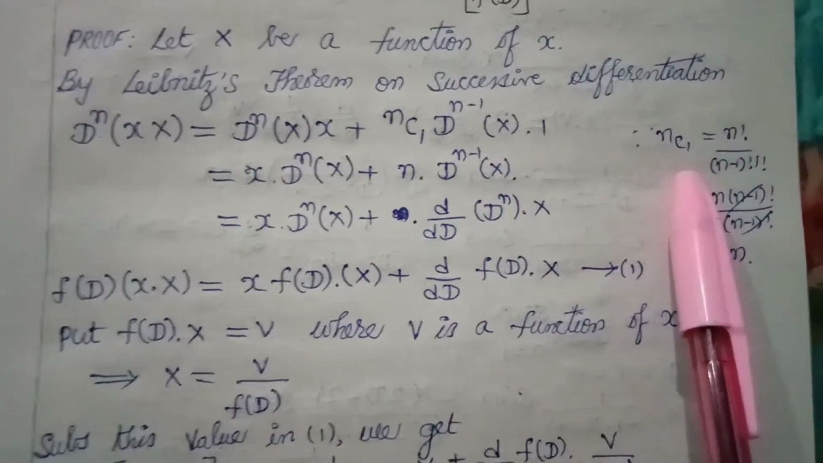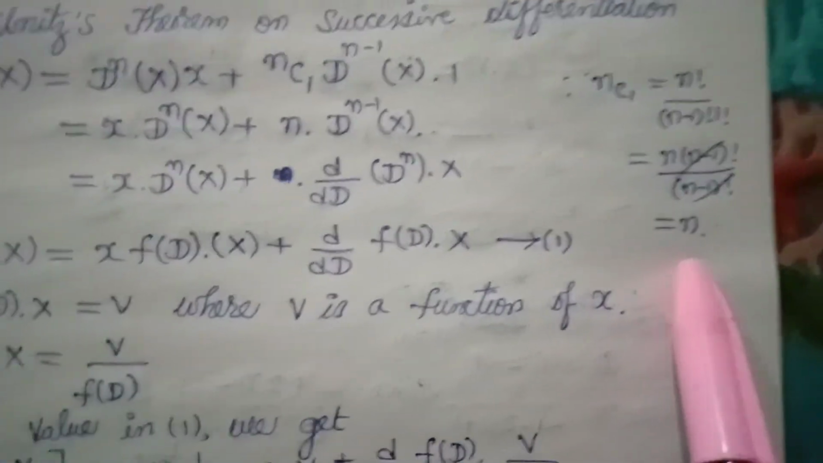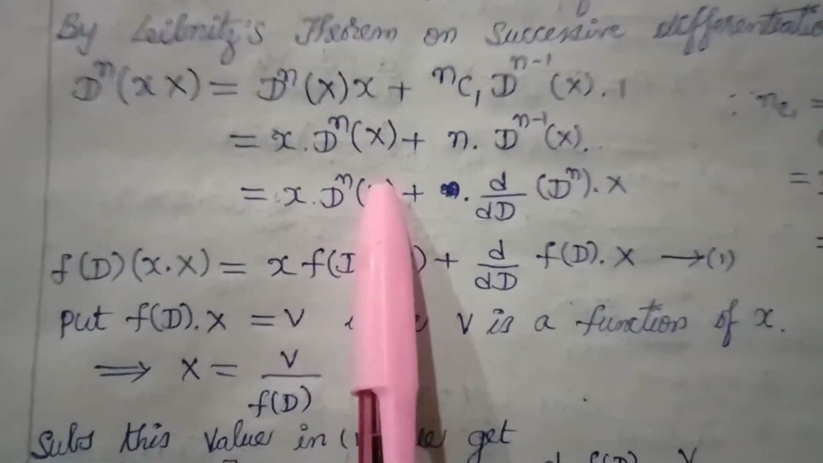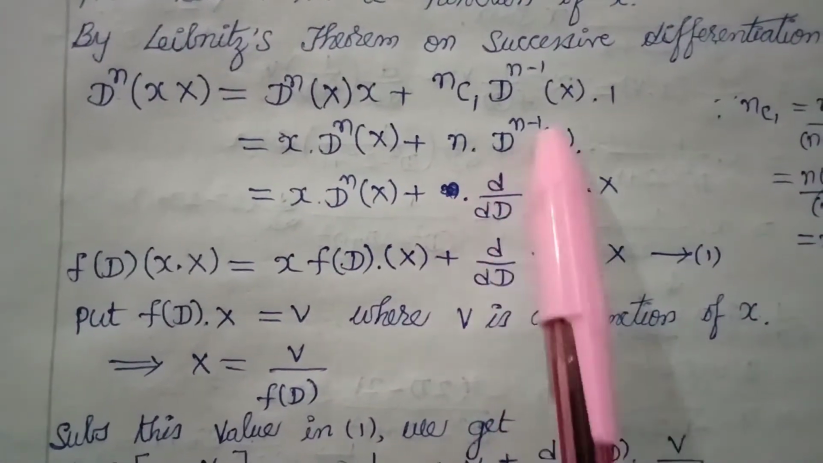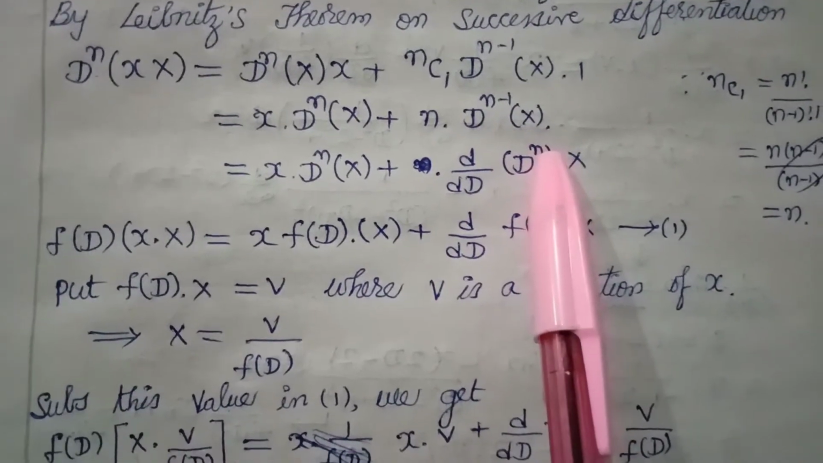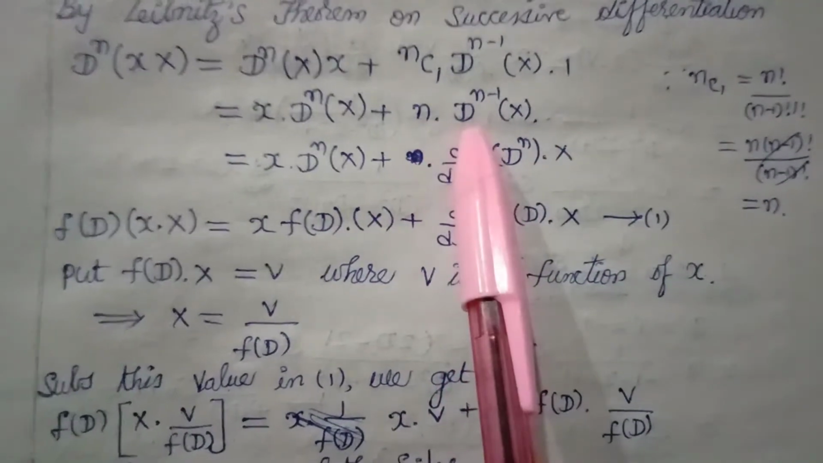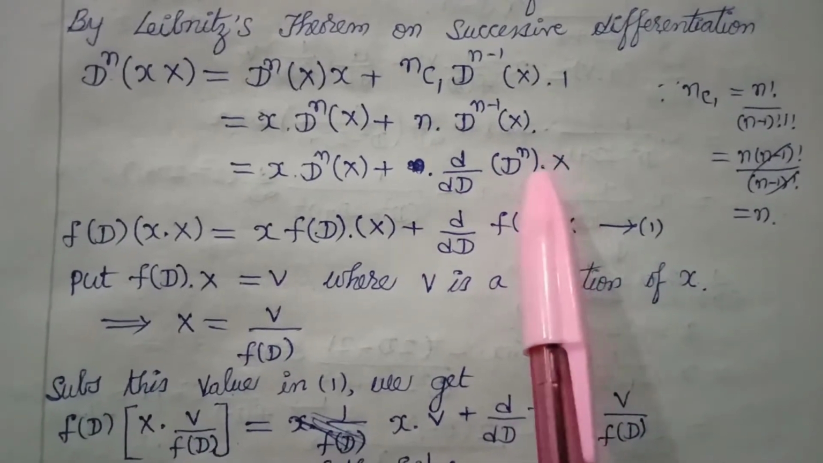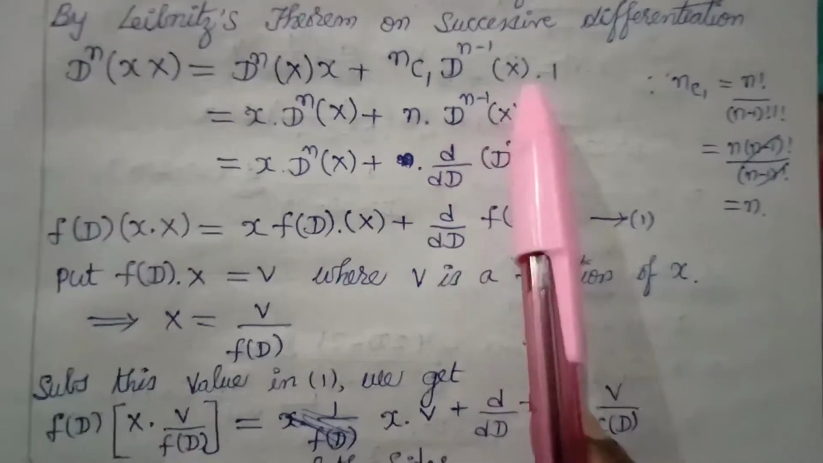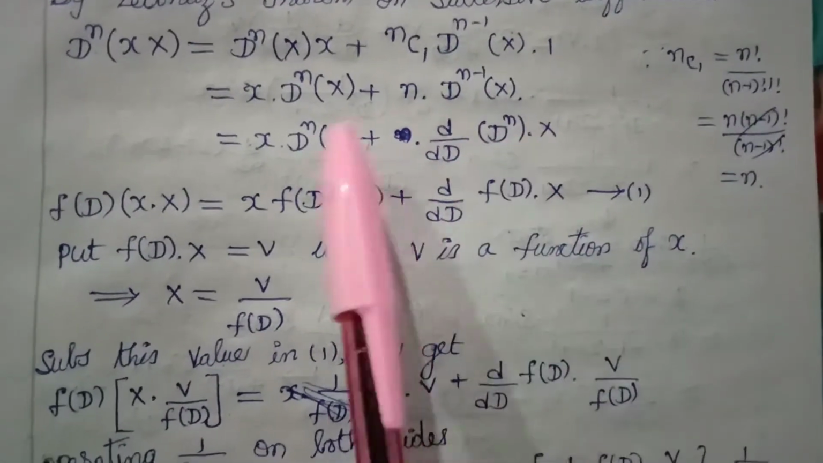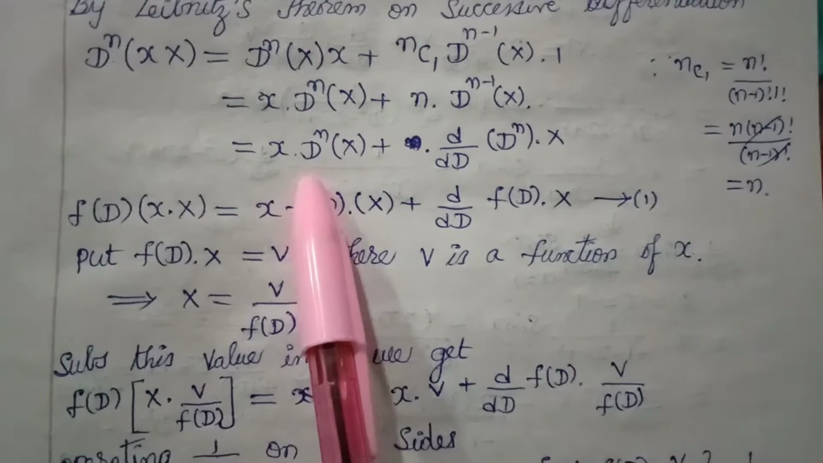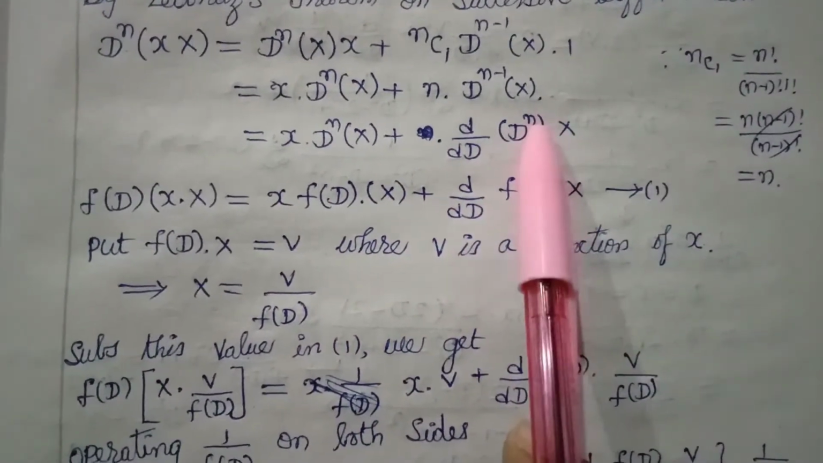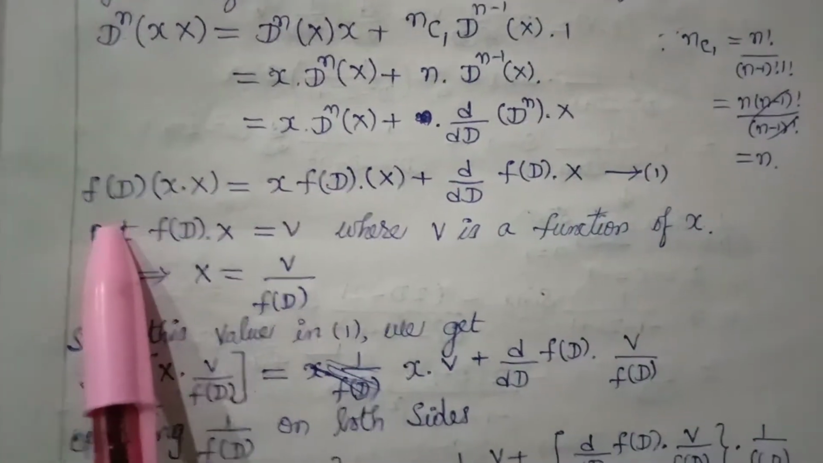We know nC1 is nothing but n, using our nCr formula. So the equation becomes small x into nth derivative of capital X plus n into (n minus 1)th derivative of capital X. Now n into D power n minus 1 is nothing but d by dD of D power n. That is, differential of x power n is n into x power n minus 1. We are writing it in that form.